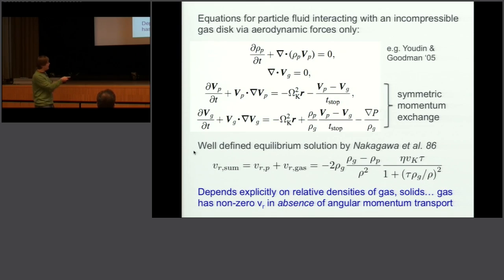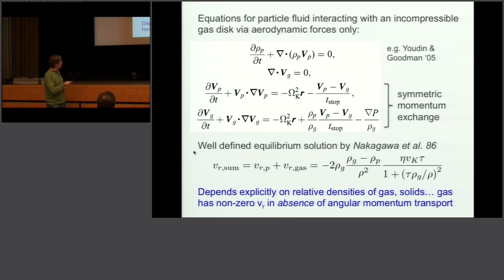And what you can see here is that there's this term rho gas minus rho particle. If the gas and the particles have equal densities, then this sum of the velocities is 0, reflecting the fact that in that limit, the particles are giving up momentum to the gas, and the rate at which the particles are moving in is exactly compensated by the rate at which the gas is moving outwards. So this is just basically a generalization of the previous formula to allow for the possibility that the particles really have a non-zero feedback on the gas, as well as the gas having a dynamical effect on the particles.